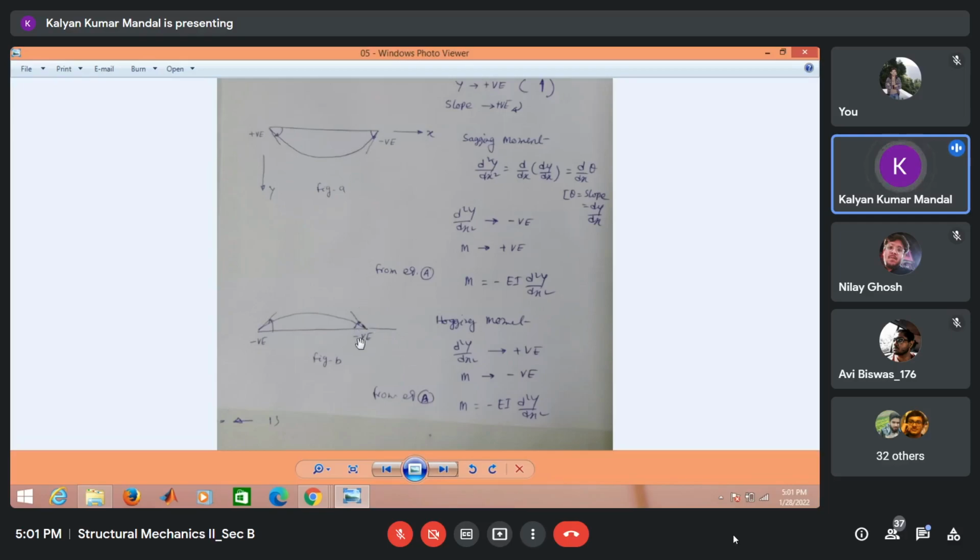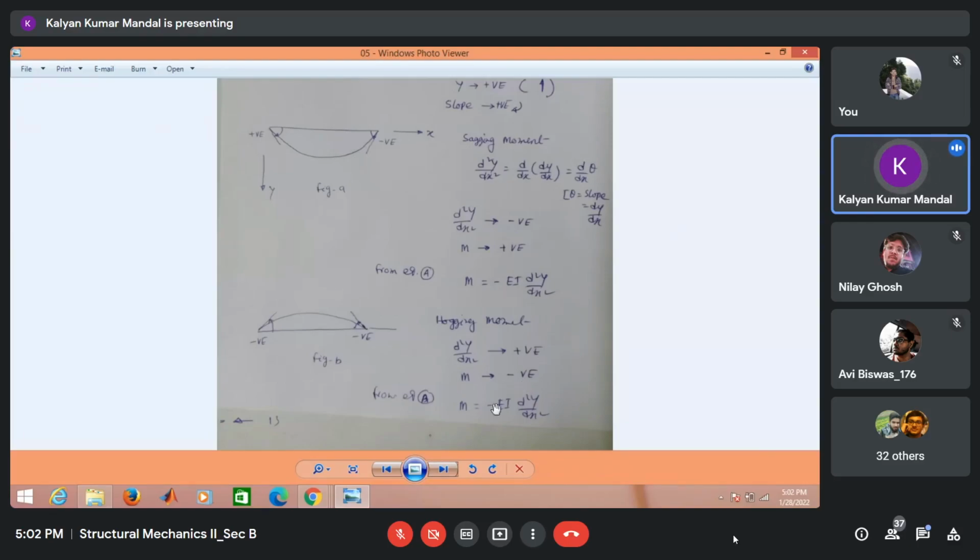That means at this point, the left hand side slope is negative, right hand side slope is positive. That means the change of the slope along positive x-axis is positive. Change of slope is nothing but d2y dx2. It is positive, but the moment is hogging in nature. That's why the moment should be negative.